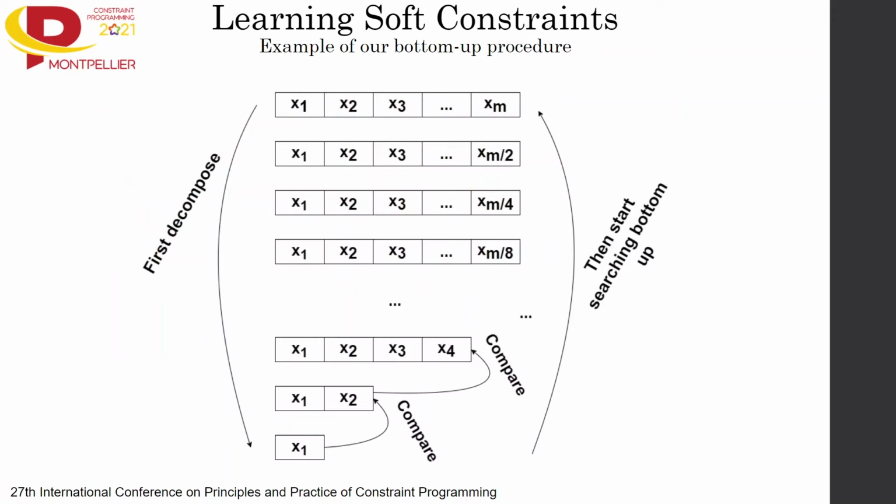Here we can see the main idea of our method. We first decompose the example generated as much as possible by removing half of the variables from the example in each iteration. After we have decomposed the example as much as possible, we start searching in a bottom-up way, comparing the examples with each other. In this way, we ensure a logarithmic complexity in terms of the number of queries posted to the user for the procedure of searching the scopes of the constraints.